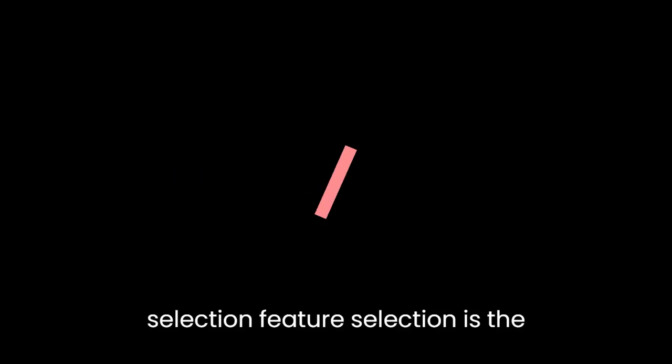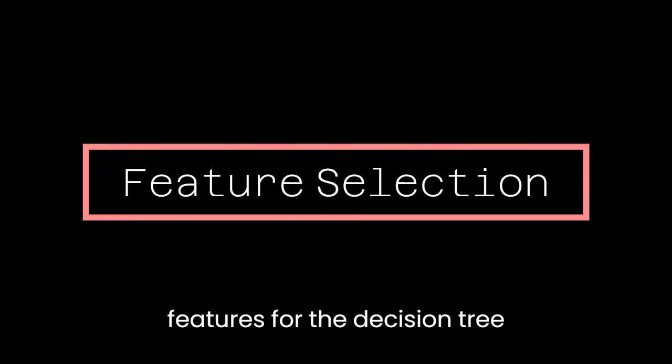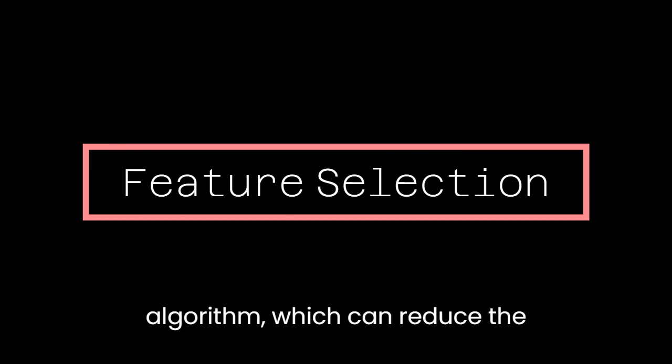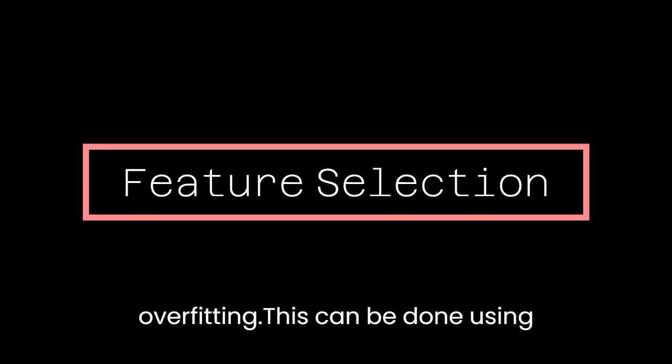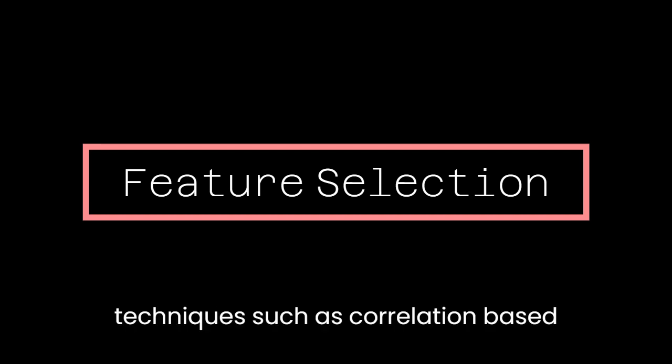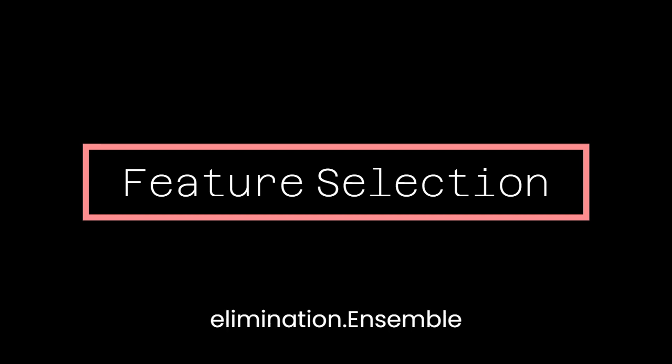Feature selection. Feature selection is the process of selecting the most important features for the decision tree algorithm, which can reduce the complexity of the model and prevent overfitting. This can be done using techniques such as correlation-based feature selection or recursive feature elimination.